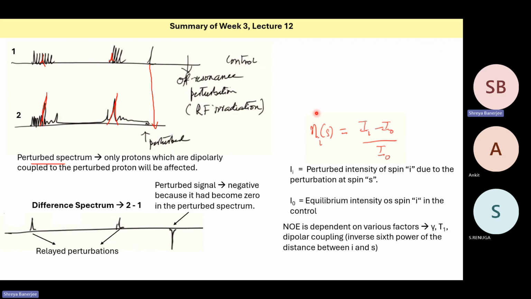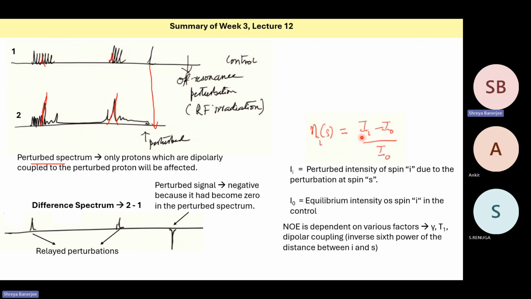There is a formula here which gives an idea about the extent of the nuclear Overhauser effect. And the formula is given by this: NIS. So basically, S is the spin you are perturbing directly, and I is the spin to where the perturbation is being transferred. In the previous case, HA, which you were directly perturbing, is your S, and this B and C, where the perturbation is getting transferred, is your I.